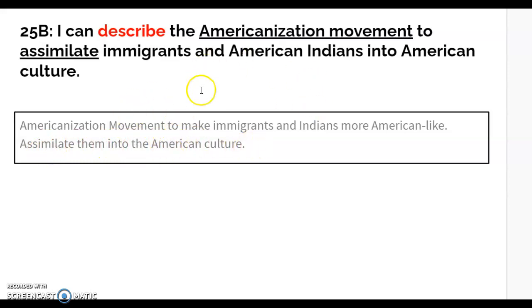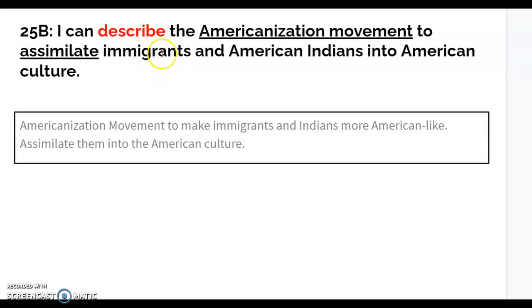And during this time period, the American Indians were basically forced off their land onto reservations, and they were forced to look more American-like. So they learned the American language, they learned in American schools, they learned how to dress like Americans and to look more American. They did this to immigrants too as they came in, but we will look more at that when we get to the Progressive Era with the settlement houses.